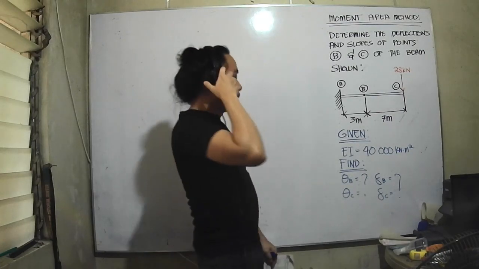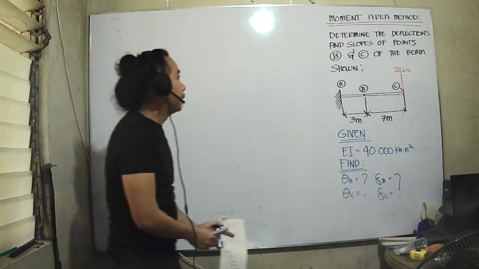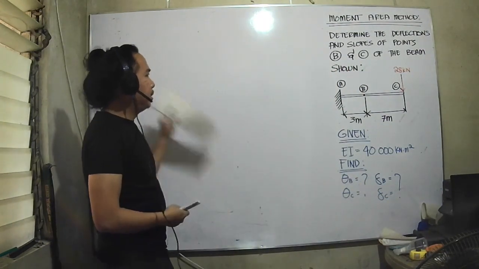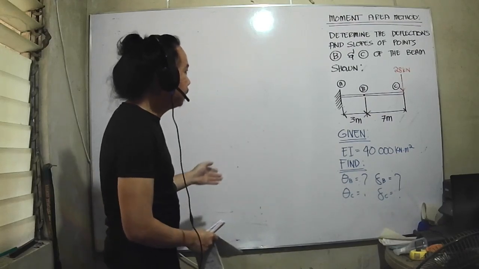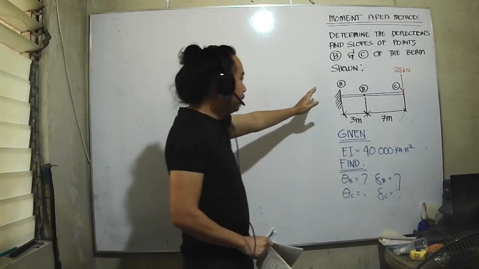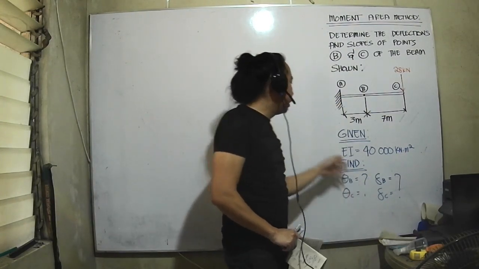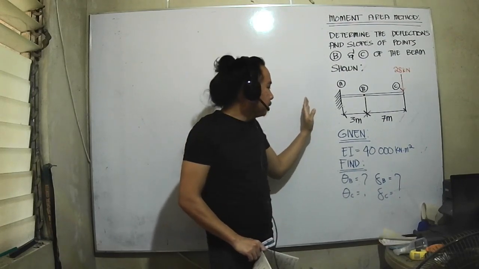Okay? So, let's try out this sample problem. Moment area method. Determine the deflections and slopes of points B and C of the beam shown. Okay? So, we have a cantilever beam here, and we're given a constant cross-section.